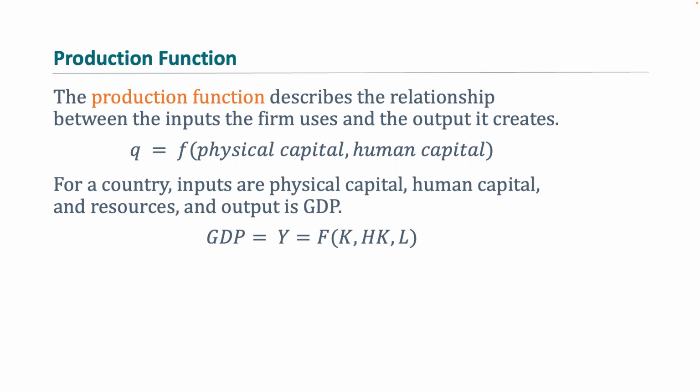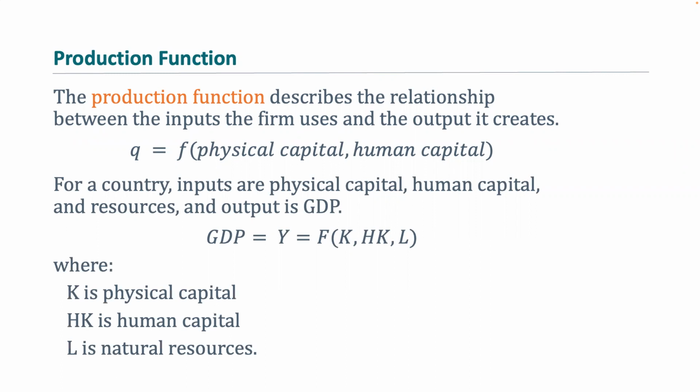So you may see this written as GDP is equal to Y, which is equal to a function of K, HK, and L. Now again, F just denotes that this is a mathematical function. K is going to be our physical capital, HK is going to be our human capital, and then L is going to be natural resources. The best way to read this is that GDP is a function of land, labor, and capital inputs, or output is a function of inputs.